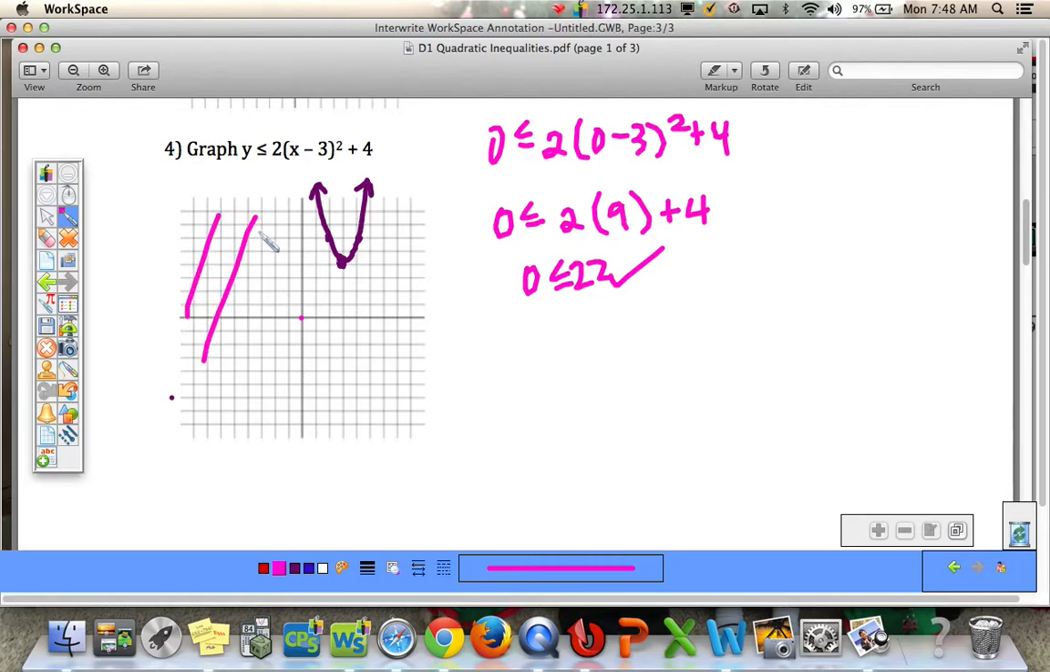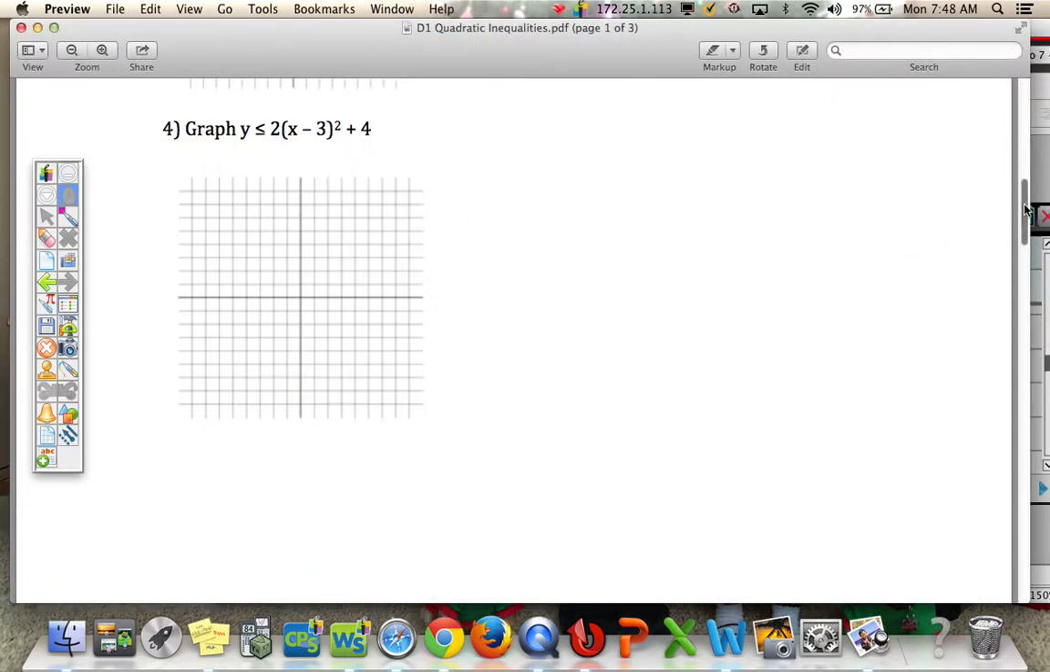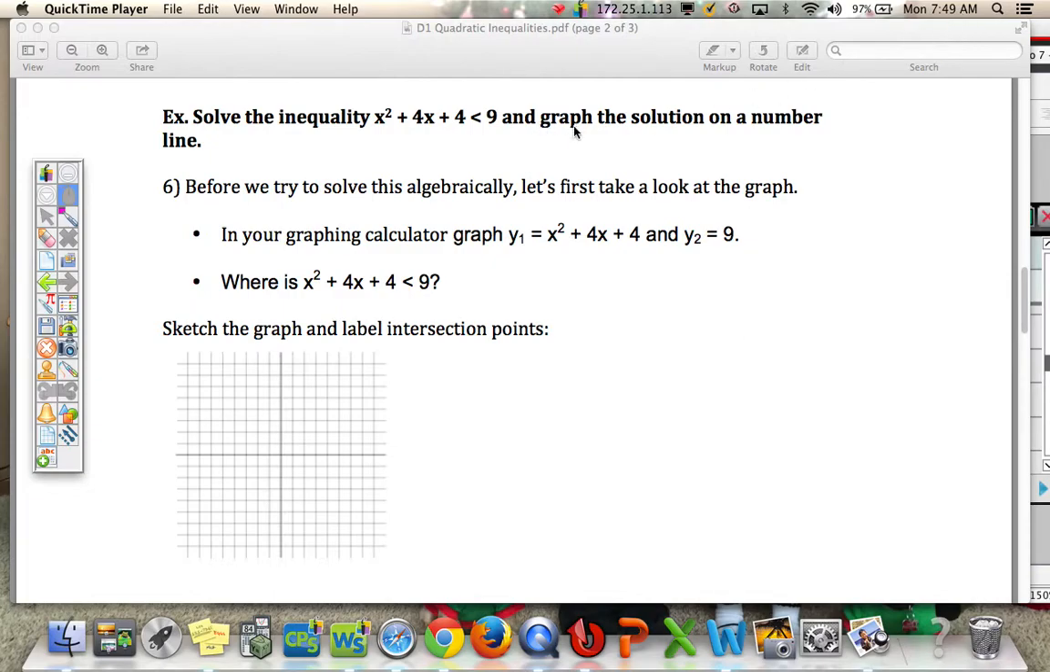So we would shade outside the graph. And there's an example of one that's a solid line where you shade outside the graph. So there's graphing inequalities. The next page, solve the inequality. Okay, and then graph it on a solution.